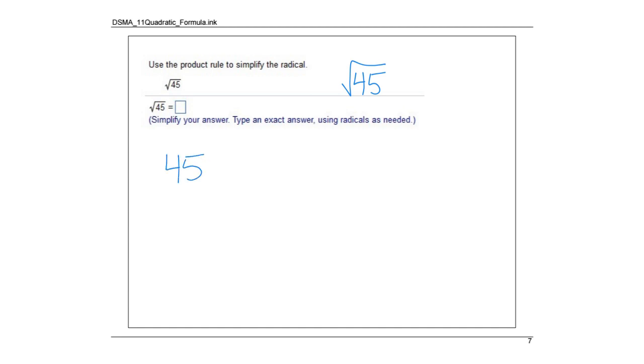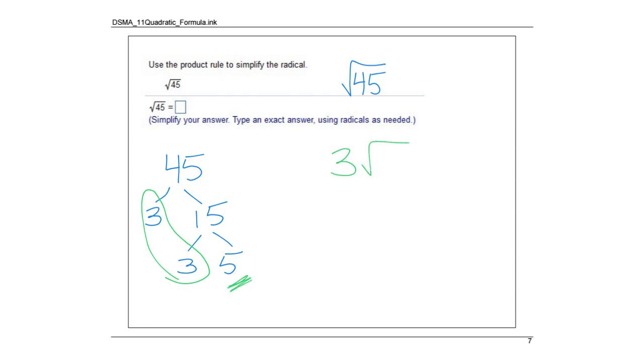All right, so not divisible by 2. It is divisible by 3. And then I have 15. 15 is 3 times 5. So I have a pair of 3's that I can bring out, and then this lone 5 has to stay put underneath. So hopefully these are starting to make a lot more sense to you. Right now we're just simplifying the radical. We're not worried about using the quadratic formula yet.